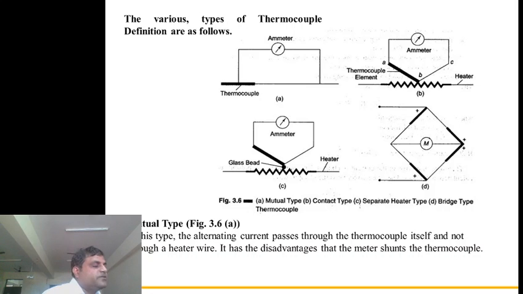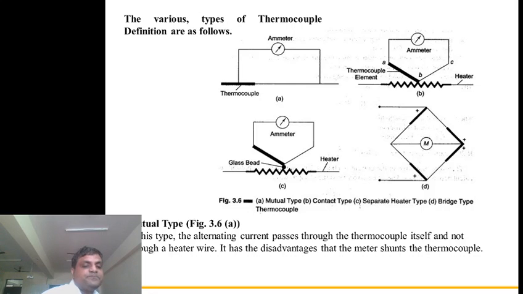See, there are different types of thermocouple junction. This first diagram is called the mutual type thermocouple. In this mutual type thermocouple, AC current is directly passed through the thermocouple, and this thermocouple is connected in shunt with the ammeter.